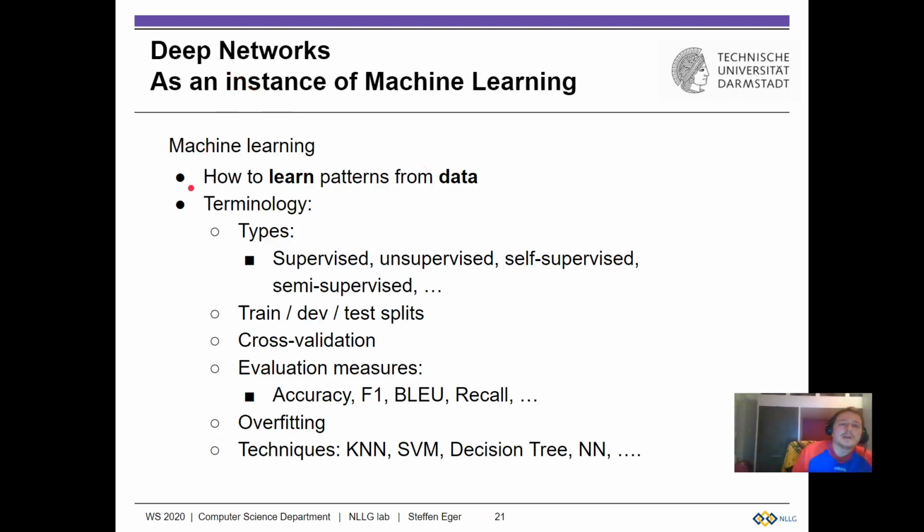And when we're in the field of machine learning, let's go into some terminology. There are different types of machine learning: supervised, unsupervised, self-supervised, and semi-supervised. I'll just go into the first two. The others are variants of, or mixtures of, those first two.